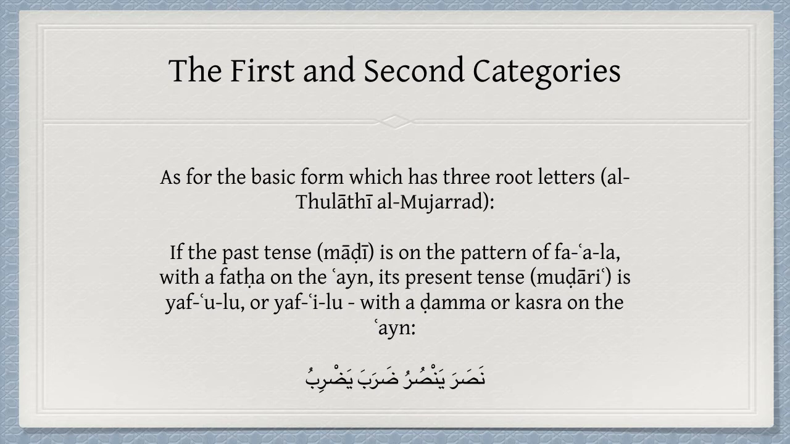And then you add the ta or the ya to distinguish between the masculine and the feminine, and sometimes the number as well. So if you just look at this example at the bottom, we've got nasara, and then it becomes yansuru. So you're going to add the ya. So nasara has vowels on all the letters. To make it into a present tense, you're going to add the hamza, ta, ya, or noon. So here we automatically start by adding the ya.